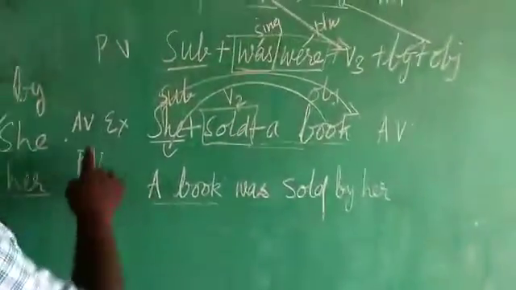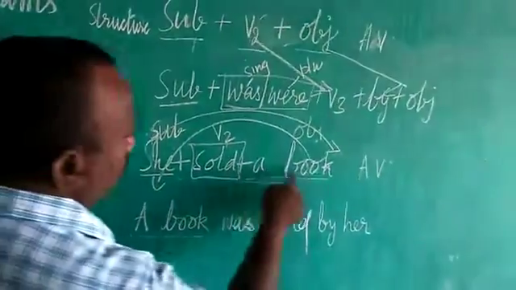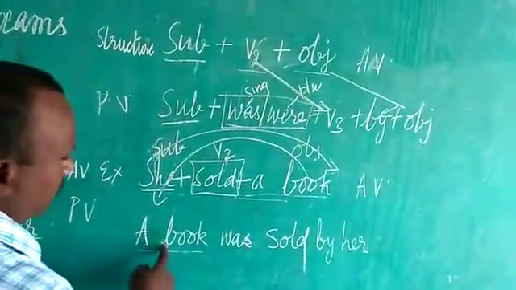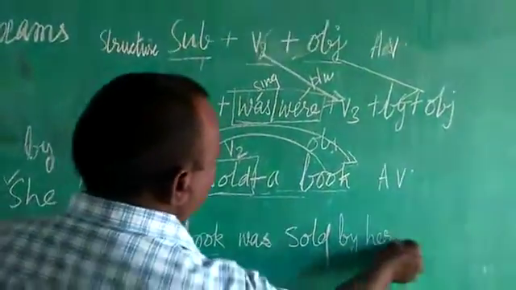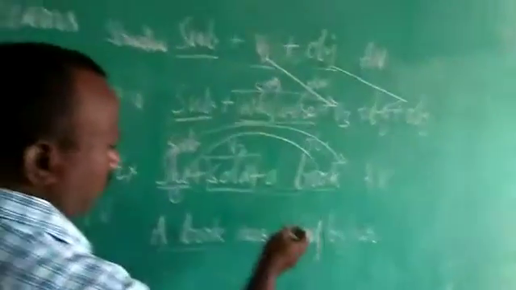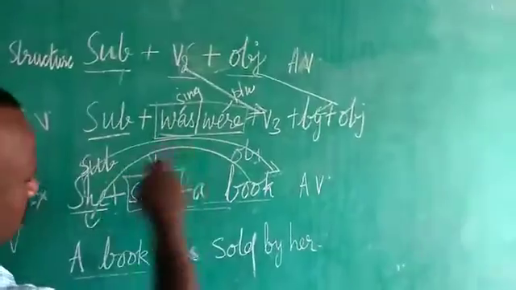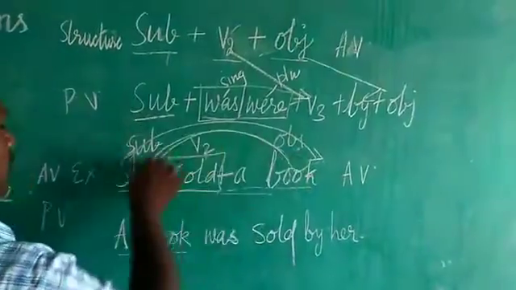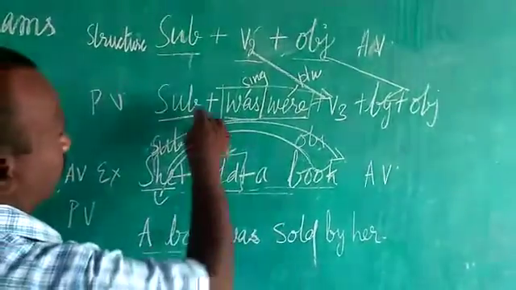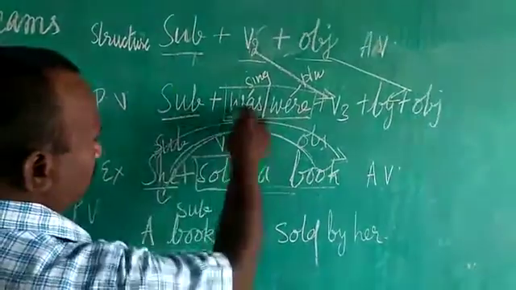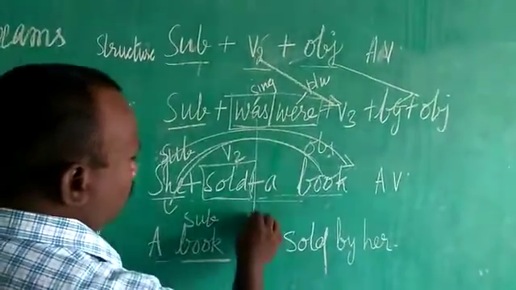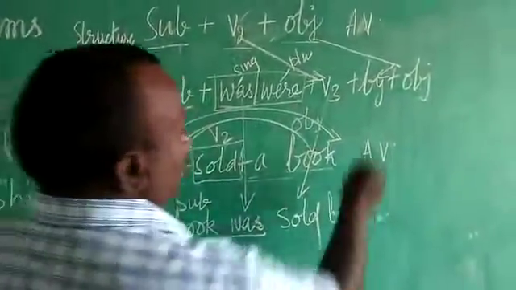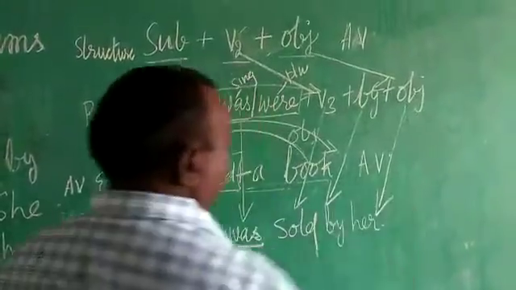Now the active voice sentence is: She sold a book. Passive voice: A book was sold by her. Full stop. Remember one more thing, children: she is the subject and book is the object in active voice. When you are changing into passive voice, the object becomes the subject. Since it is singular, we took the was form here, and you have to take the V3 form. We took the V3 form. By is here, and the object is here. Right, children? We'll go with two more examples.